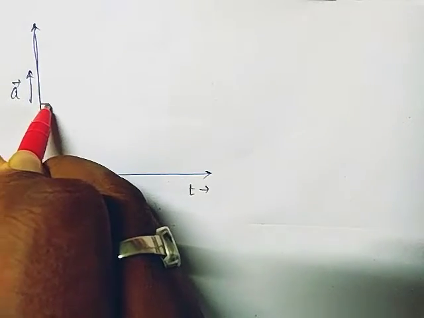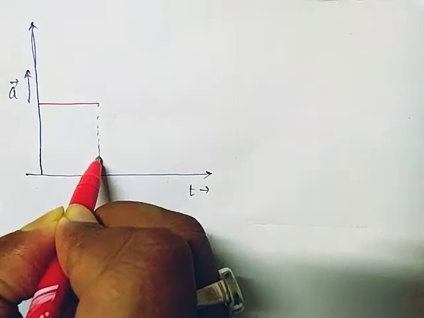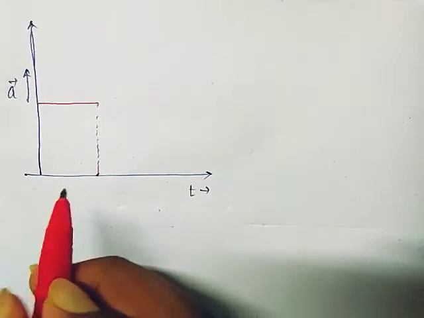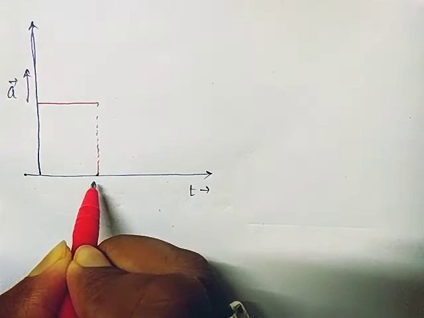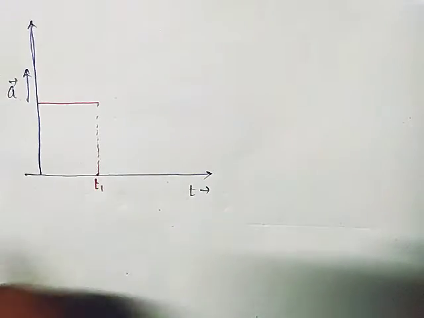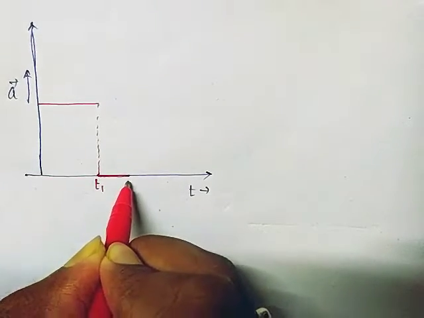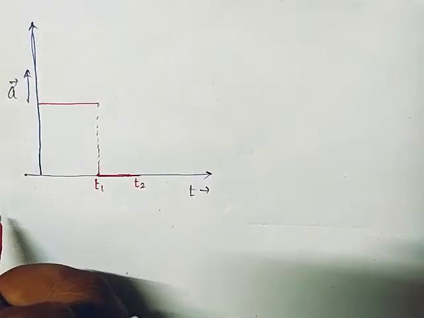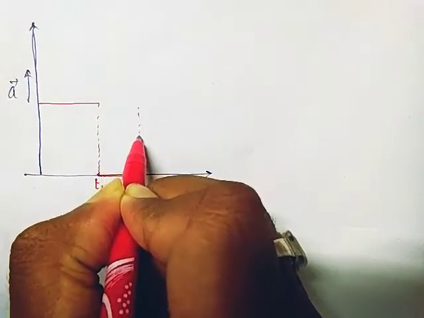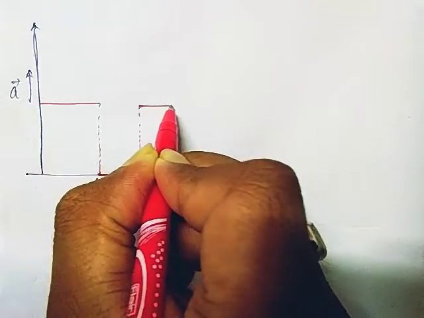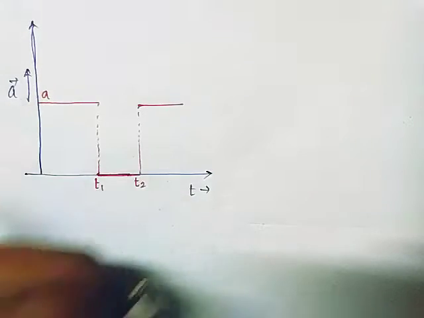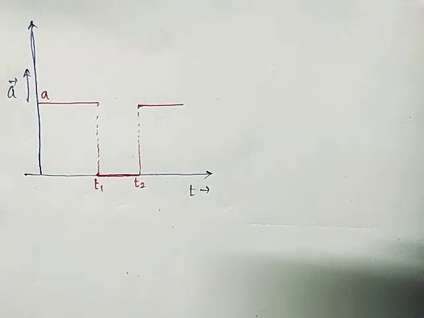It looks like this. The acceleration is constant over a particular time interval, up to this value, let us say t1, and after that it becomes 0. Acceleration then remains 0 up to a certain time, let us consider t2, and after that the acceleration again attains this same value, let us call it a. So the acceleration is constant up to t1, then becomes 0, and then switches back to that level and continues.